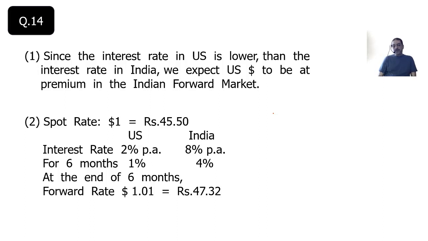47.32. Now divide 47.32 by 1.01. So $1 is equal to 46.85. Forward rate $1 is equal to 46.85.